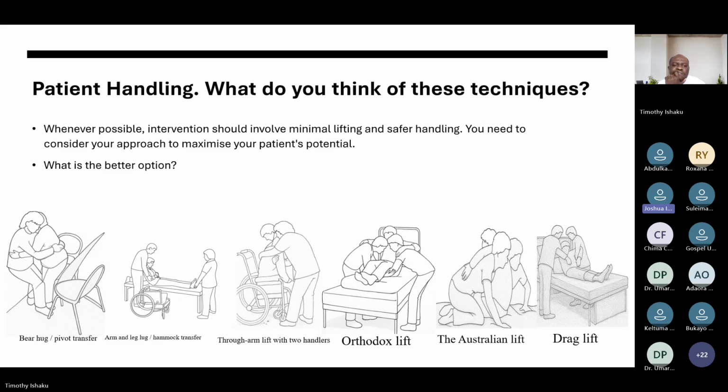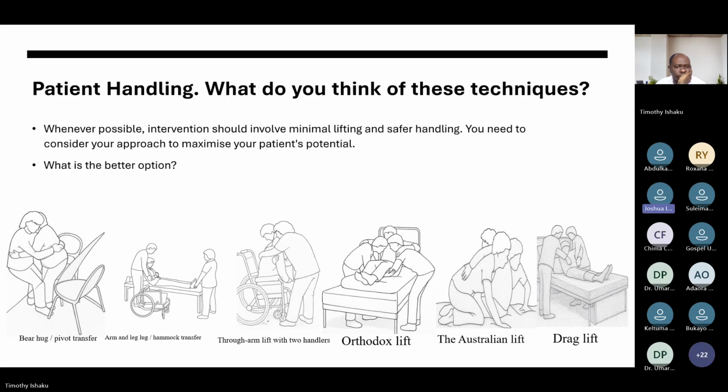That is why we went through the center of gravity, the base of support, the line of gravity, all these things. So as a physiotherapist or as a health professional, we need to put all this into play when we begin to handle our patients, in order to guard against a risk of injury for both ourselves and our patients.